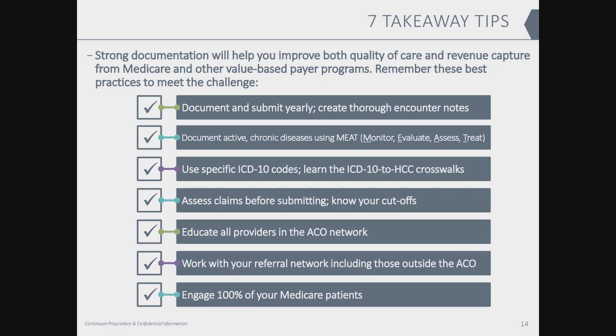So let's go through our 7 takeaway tips. Document and submit yearly. Document active chronic diseases using monitor, evaluate, assess, and treat. Use specific ICD-10 codes. Learn the ICD-10 to HCC crosswalk for the specialty that you're in.